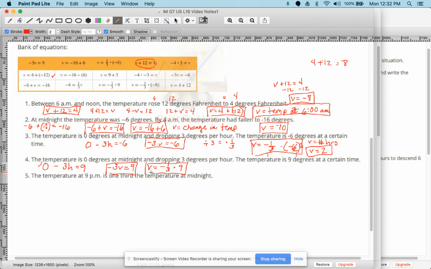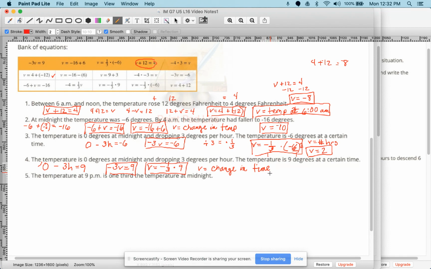Again, they want to know what does V represent? Well, V represents the change in time. Okay, so we have a certain amount of time when this temperature changes, and we need to know what that time change is. Is it going to be a later time or an earlier time?